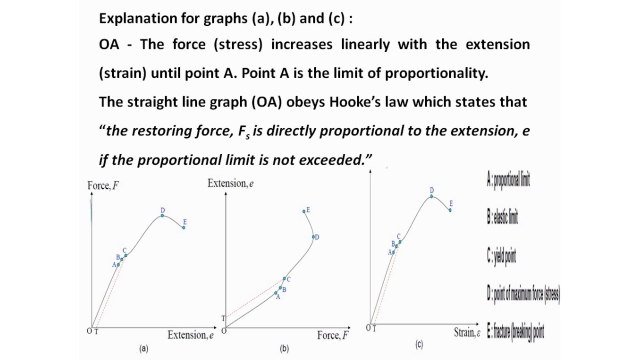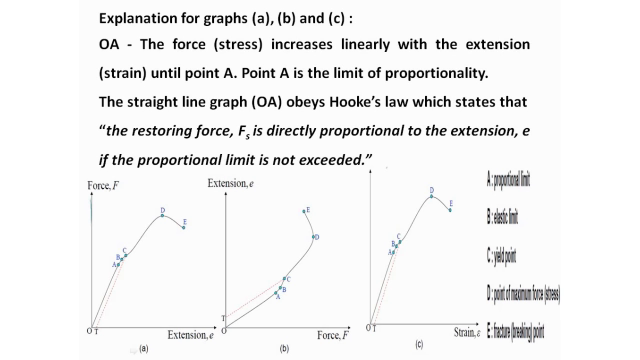So what is the limit of proportionality? The straight line OA obeys Hooke's law. According to Hooke's law, the restoring force Fs, meaning the force which will try to restore the metal to its original state, is directly proportional to the extension, if the proportional limit is not exceeded.